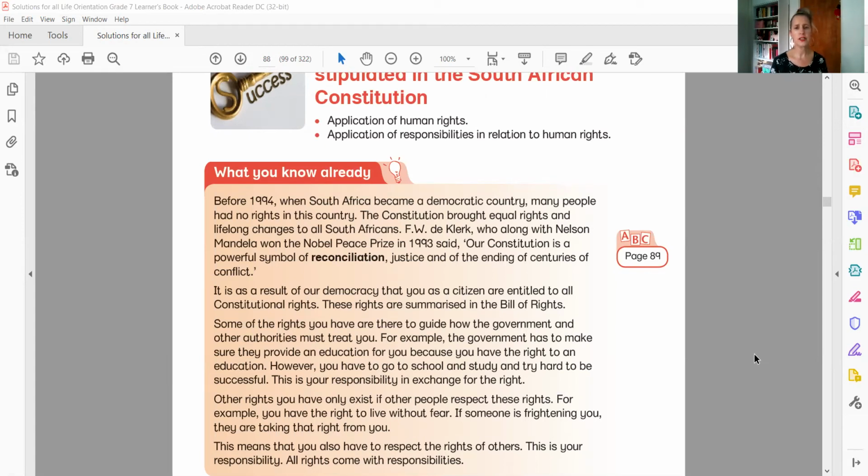So as a result of our democracy, you as a citizen are entitled to all constitutional rights, and these are summarized in the Bill of Rights. For example, the government has to make sure they provide an education for you because you have the right to an education. But what is your matching responsibility? It is that you have to attend school, study, and try hard to be a success. So you get to be responsible in exchange for the right.